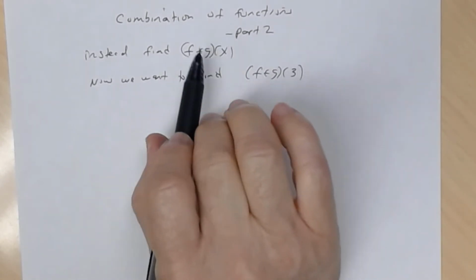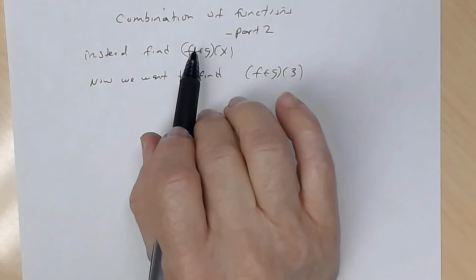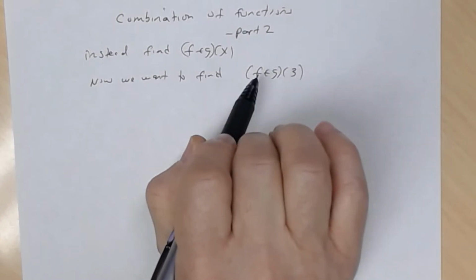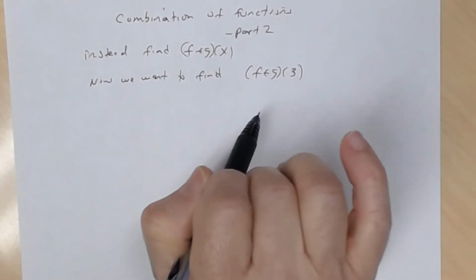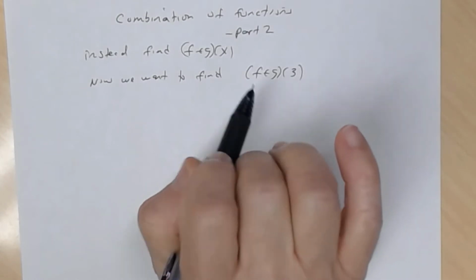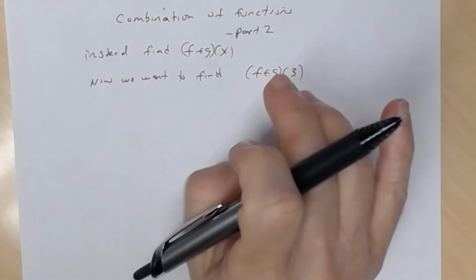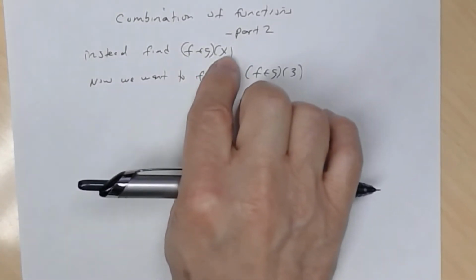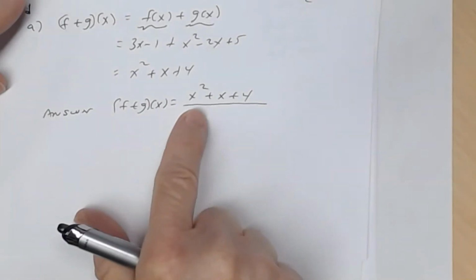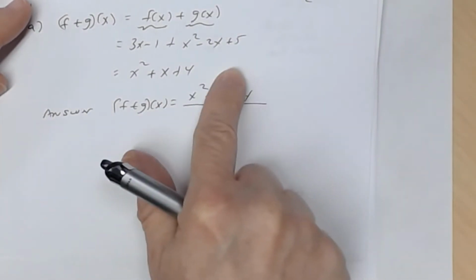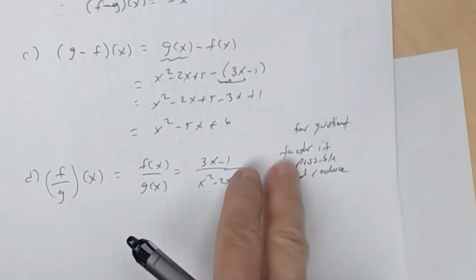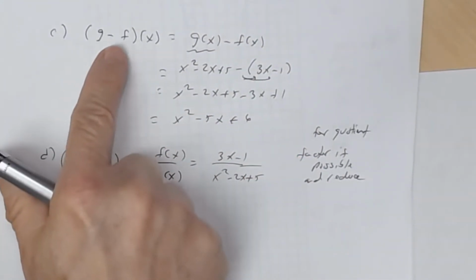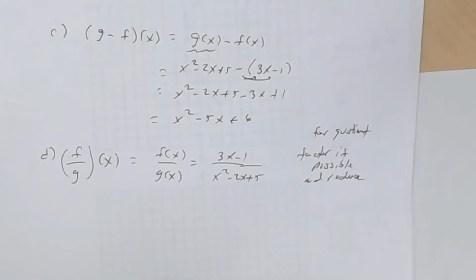So in part one, we combine functions at x. In part two, we're going to combine functions at a value of x. At a value of x. Now, one thing I gotta remind you, you're going to see this. When I combine functions at x, notice that my answer contained a variable expression in all situations. When I combined functions at x, I had a variable expression, and so on.